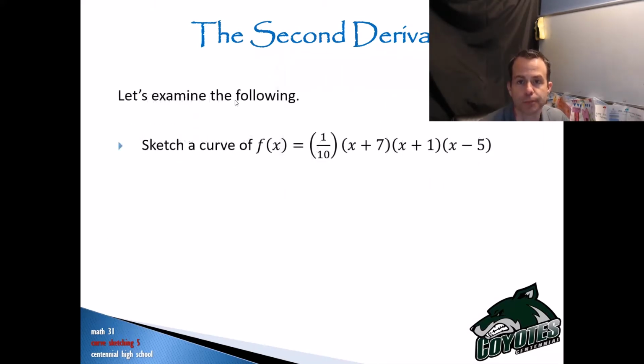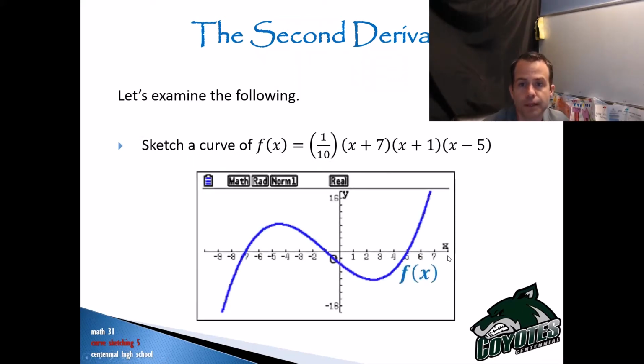Sketch a curve of f of x equals 1/10 times x plus 7, x plus 1, x minus 5. You can use your graphing calculator to help at this point. You've got an x-intercept at -7, at -1, and at 5. So the graph looks like this, and you probably have that all set to go in your graphing calculator.